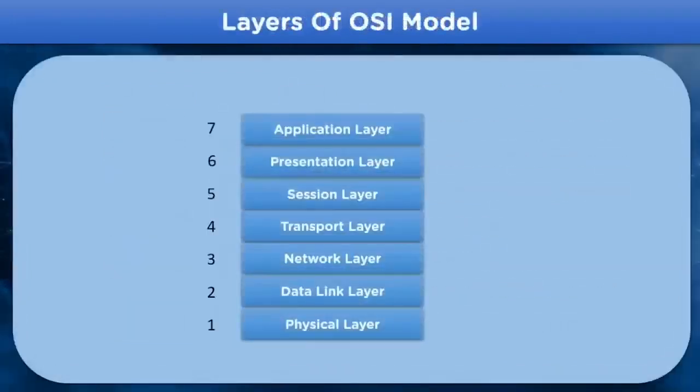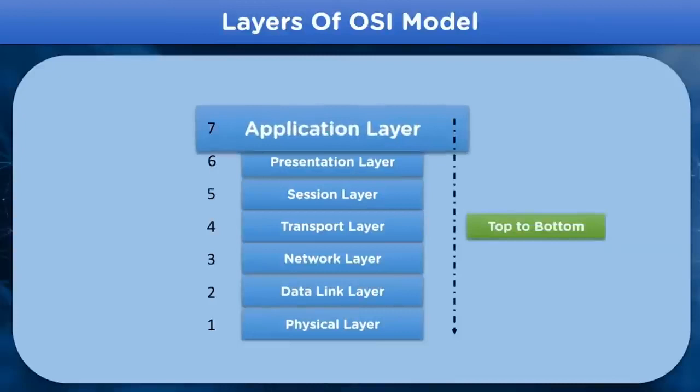Now that we are clear about the different layers present in the OSI model and some information regarding them, let's take a look at each of the layers in detail. We'll start from top to bottom. That is, the application layer will be the layer that we'll be starting with. Let's take a look.